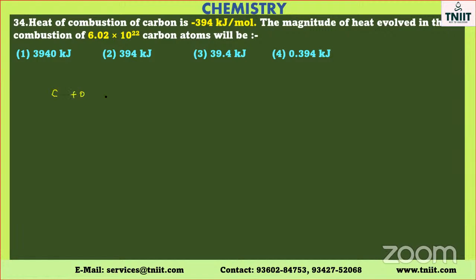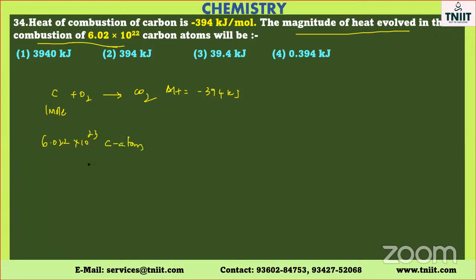So carbon on combustion, the product we get is carbon dioxide. And they say the amount of heat liberated is minus 394 kilojoules. They're asking the magnitude of heat evolved during the combustion of 6.022 into 10 power 22 carbon atoms. Now carbon, this is 1 mole. So 1 mole is 6.022 into 10 power 23 carbon atoms, which on combustion gives minus 394 kilojoules. Minus sign indicates it's exothermic. It's not a negative value.